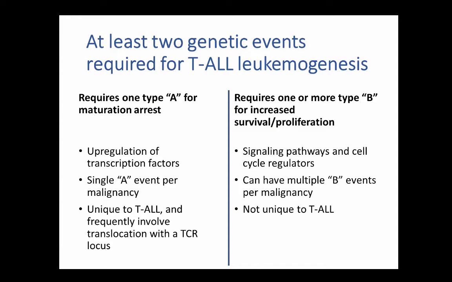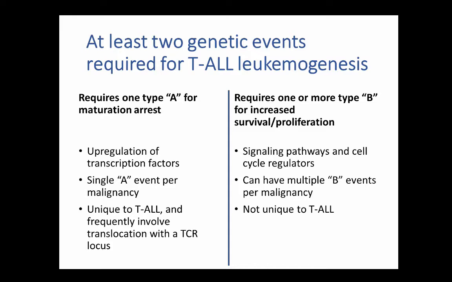In the course of leukemogenesis in TALLs, we actually require two major types of events. One, which are termed type A abnormalities in the literature, result in maturation arrest. These commonly involve the upregulation of a transcription factor, which normally would only transiently be expressed during T cell development, and keeping that expression going arrests the cells at that stage.